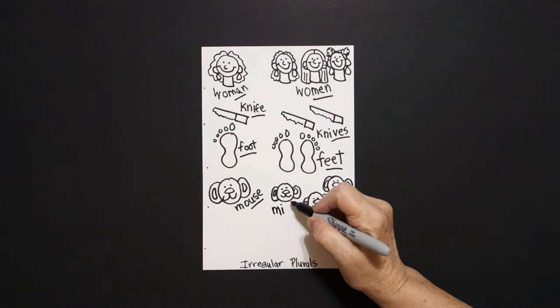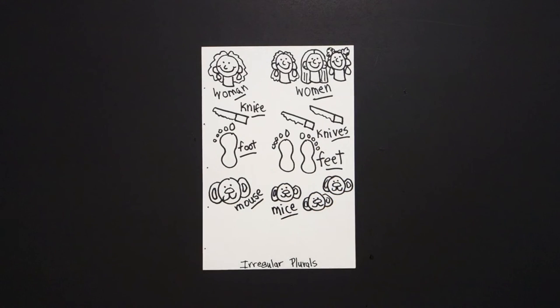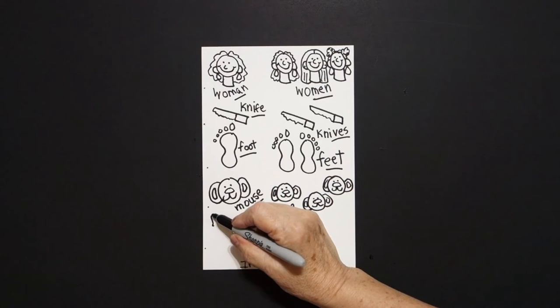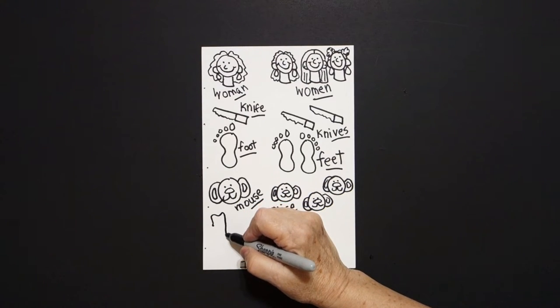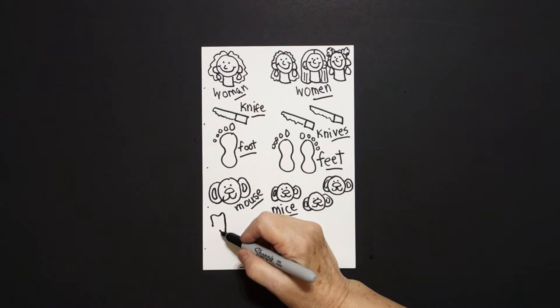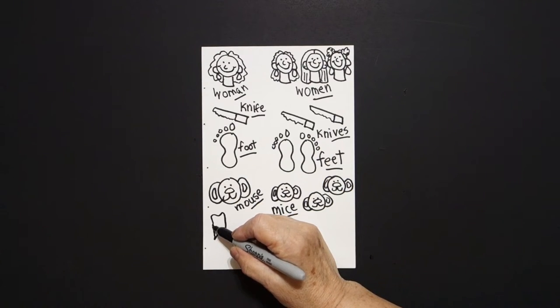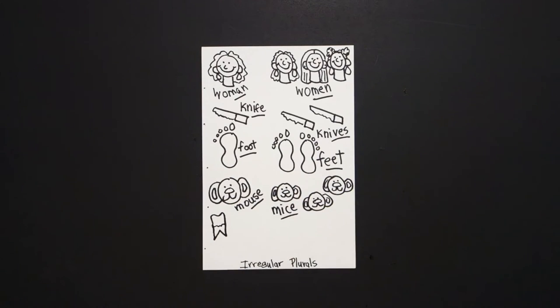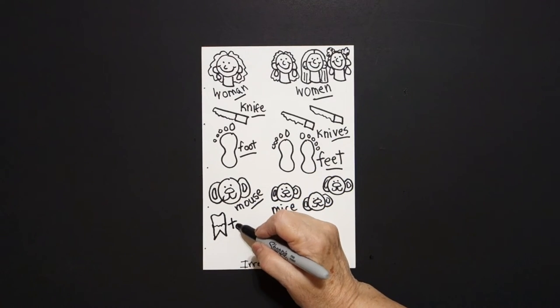we have mice. Look at the ending. Come over here, put a dot, curve line, straight line down, straight diagonal up, straight diagonal down, and connect. Wavy line across. This is a tooth.